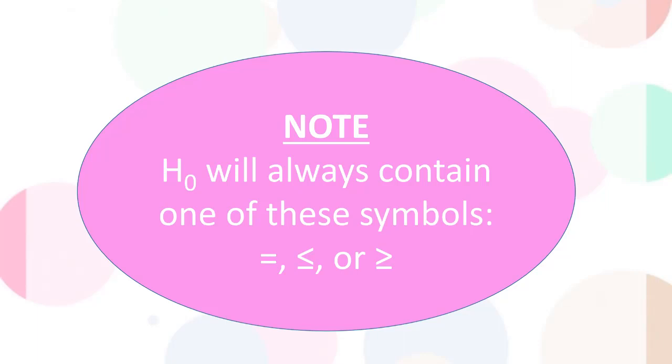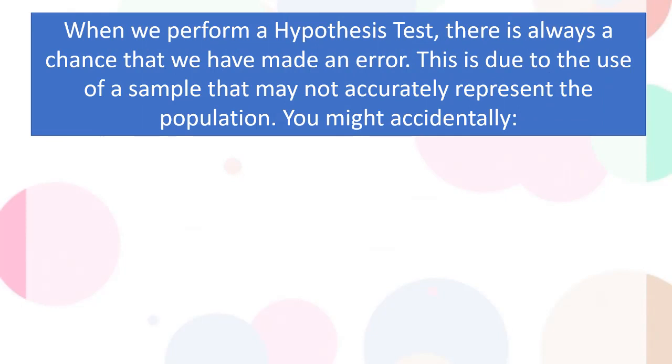The thing about making that decision is there's always a possibility we mess it up. So there's always a chance that we've made an error. This is due to the use of a sample that may not accurately represent the population. You might accidentally reject the right hypothesis. So maybe the claim is absolutely true, and you say, no, I don't believe it because the sample that I got was an unusual sample. And so based on the unusual sample that I got, it didn't seem like it was possible, and so I doubted the claim.